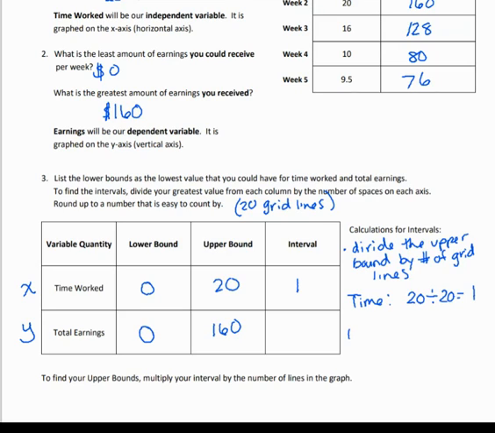Now for the earnings, we're going to do the same thing. Divide the upper bound. What's the upper bound for earnings, did we say? 160. And I'm going to divide that by the number of grid lines, which is 20. When we divide that, 160 divided by 20, it gives me 8. Okay? We can count by 8s.